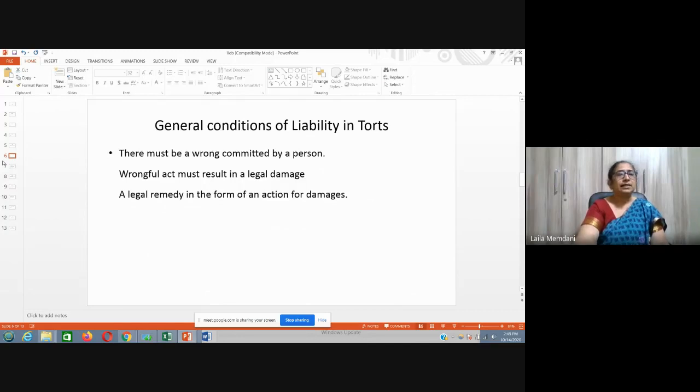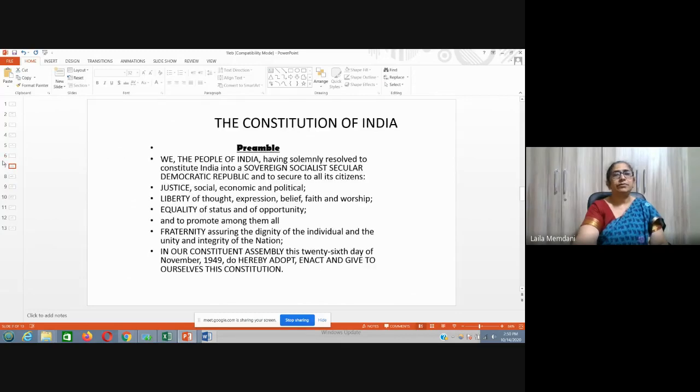Now, what is the legal remedy? The legal remedy may be that the court may ask you to give compensation to the injured party. The court may ask you to pay for the expenses incurred by the injured party plus compensation.